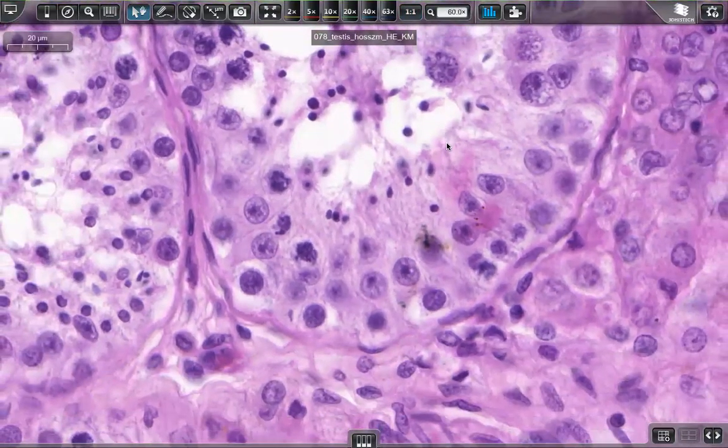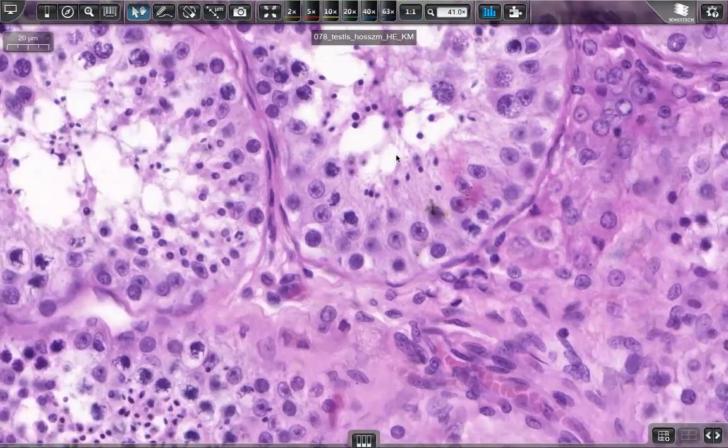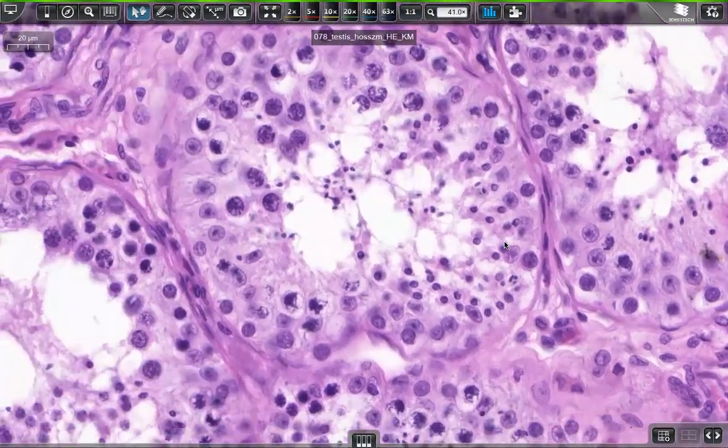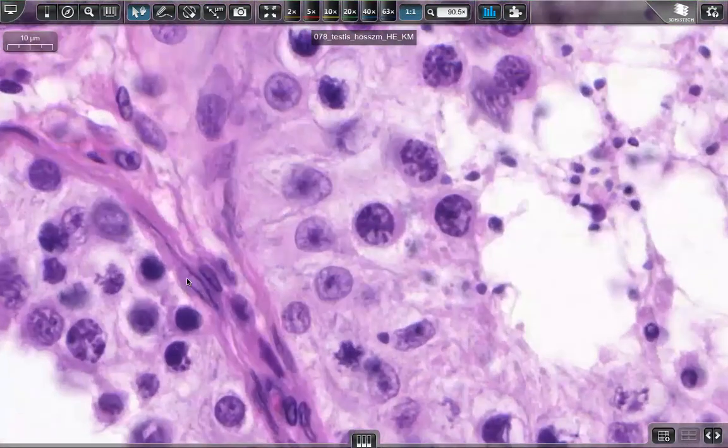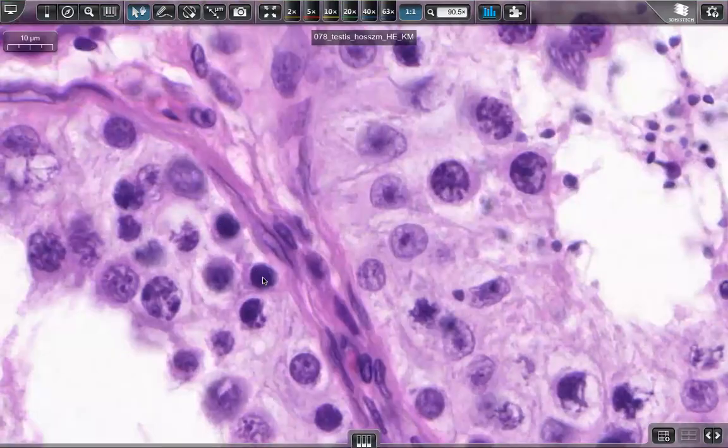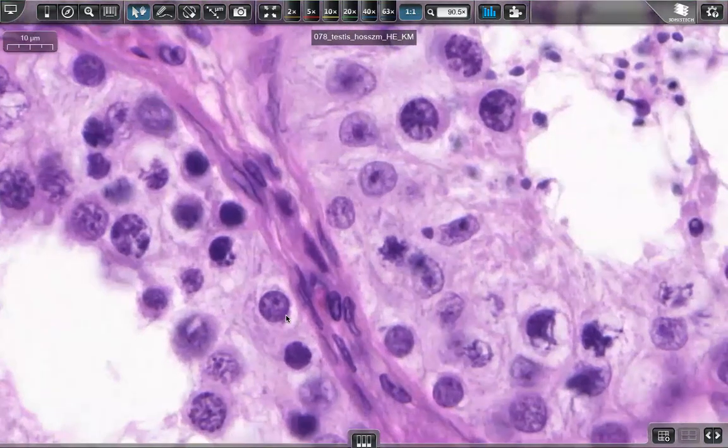I'll show another one. Maybe it's a little bit better. So look at that. Here we have the darkly stained spermatogonia, these primary spermatocytes, and there is a cell with a prominent nucleolus. This is a Sertoli cell. That is another spermatogonia, primary spermatocytes.